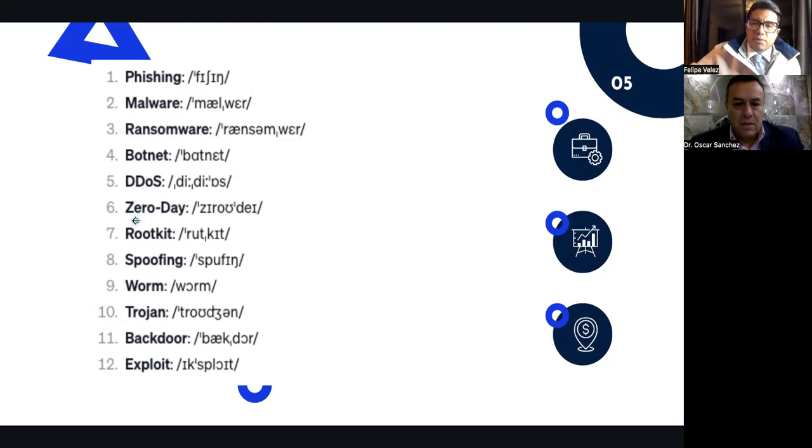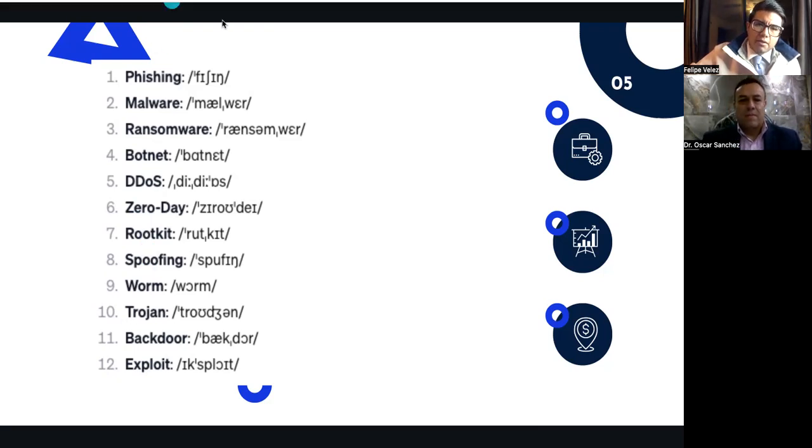Zero day. Zero day. Rootkit. Spoofing. Worm. Trojan. Backdoor. Exploit. Very good.